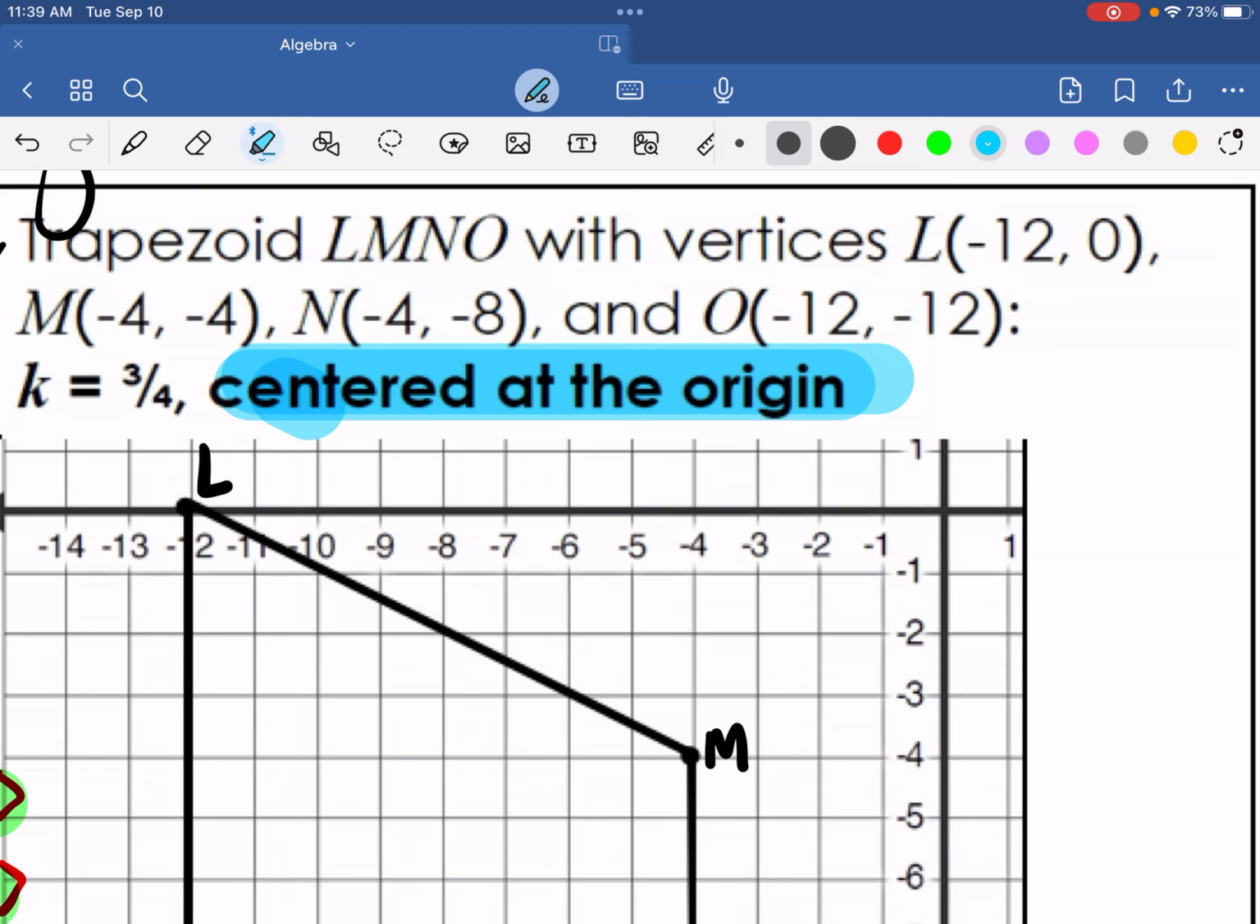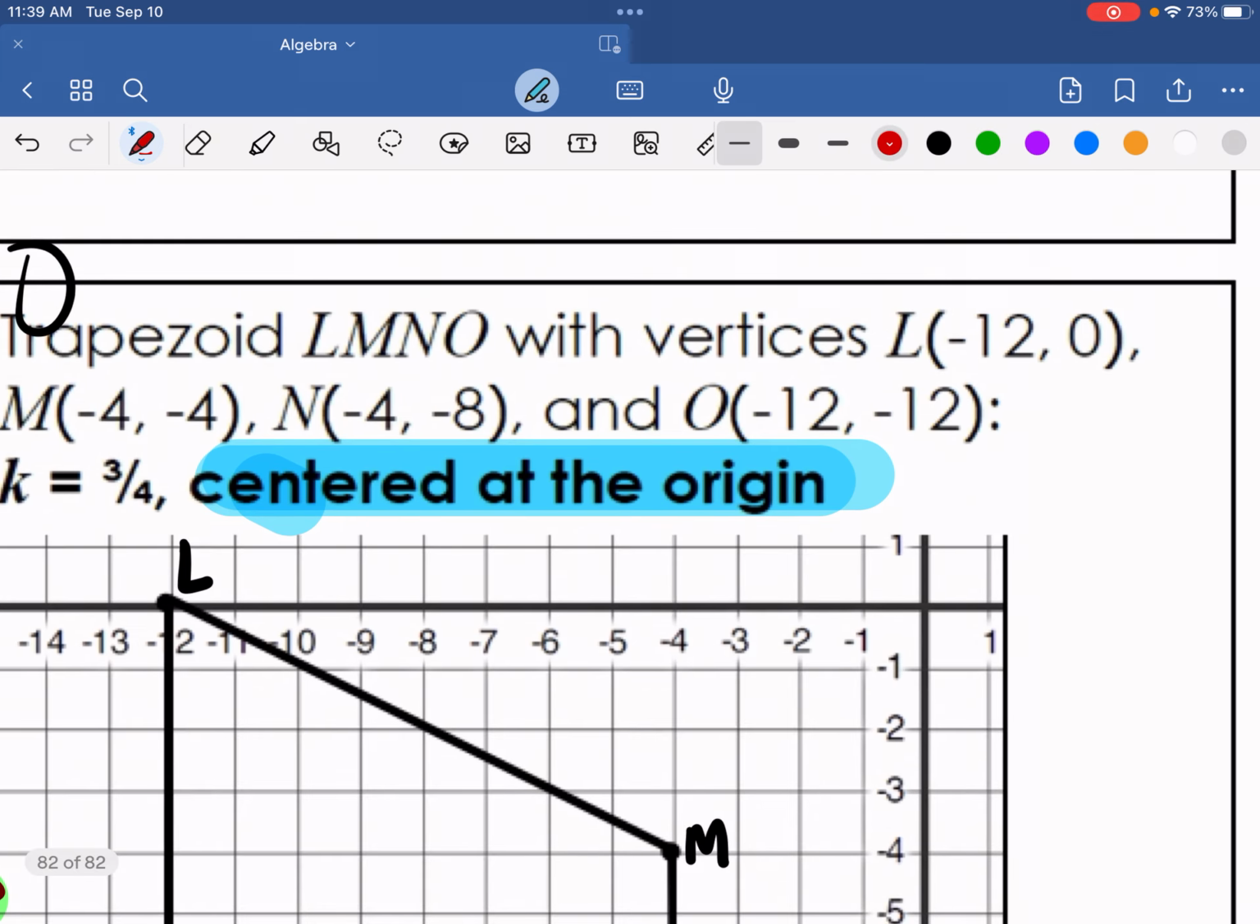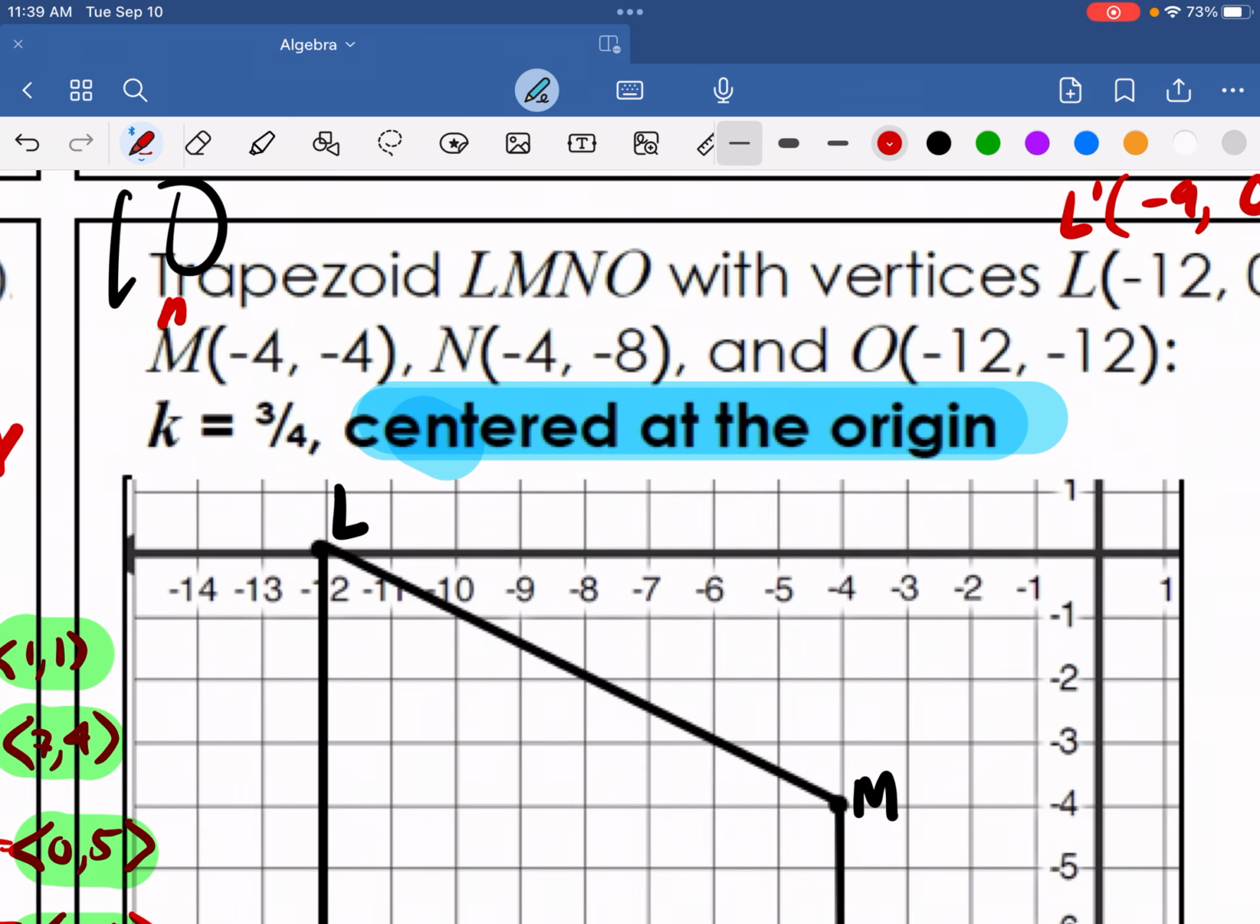Okay, so if I'm going to multiply everything by 3/4, that means you multiply by 3 and divide by 4. Or you can use the calculator if you want to do it that way. So for L prime, I'm just going to write the answer right above it. -12 times 3 is -36, divided by 4 is -9. And 0 times 3 is 0, divided by 4 is still 0. So that's my new L prime. For M, negative 4 times 3 is negative 12, divided by 4 is negative 3.